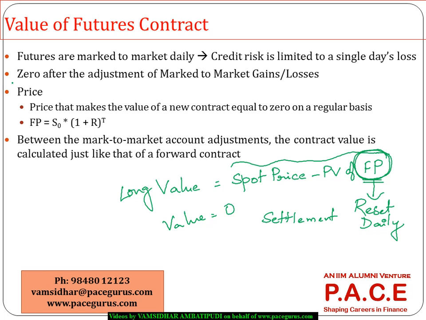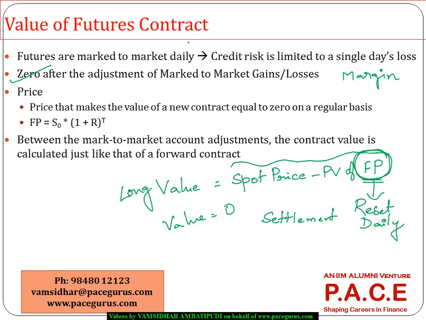So that is what I meant by this statement. The value of the futures contract is zero after the adjustment to the mark-to-market losses and profits, after my margin account is updated with the loss or the profit based on the mark-to-market settlement price. There is no outstanding loss or gain to any party at that point.